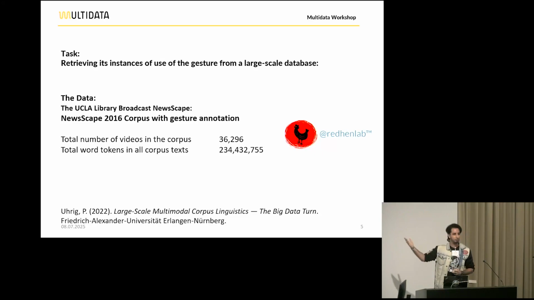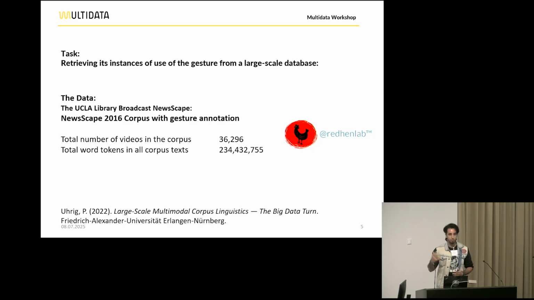Show of hands, how many of you are familiar with this database? Obviously not Mark and Peter. Okay, so this is basically a collection of video data taken from American TV shows. So you have a variety of types of programs there, like talk shows, news programs, entertainment news shows, and things like that. As you can see, it's pretty big, about 36,000 videos in size, and this is just the 2016 version, which is annotated for gesture.